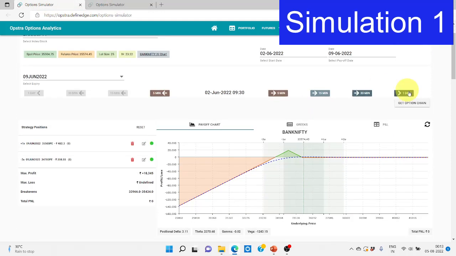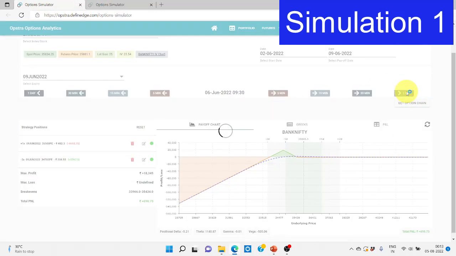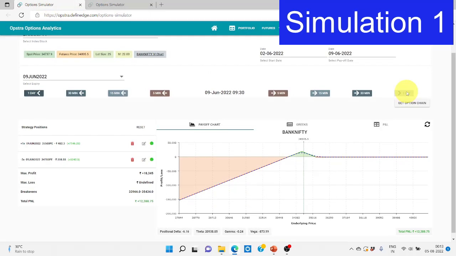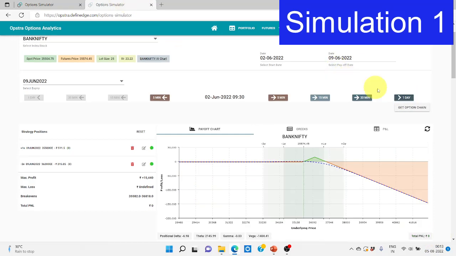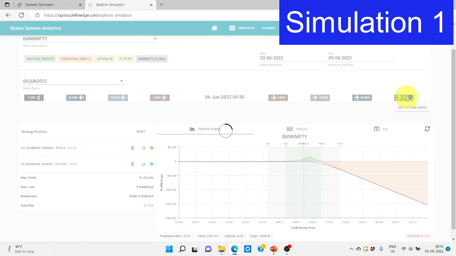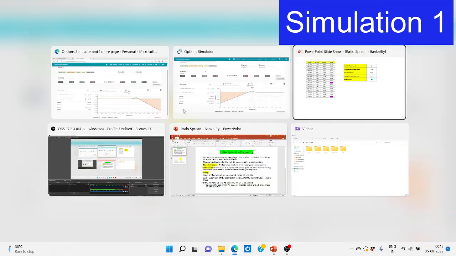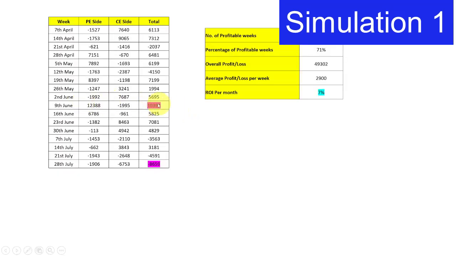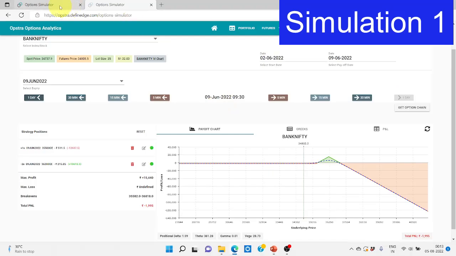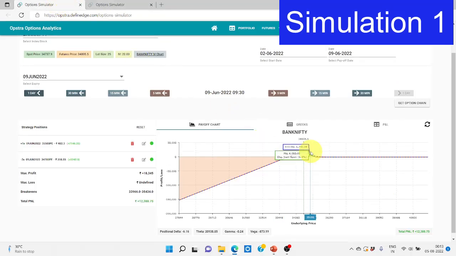Now we will see where the market is going on 9th of June. You can see in the put side we have made profit of 12,388, and in the call side, if one side it is profit, then obviously the next side will be loss. It will be the minimum loss of 1000. It was 2035, here it is showing 1995. So that's what I would have given here. So this is the maximum profit we are getting. You can see we got almost the maximum profit here.